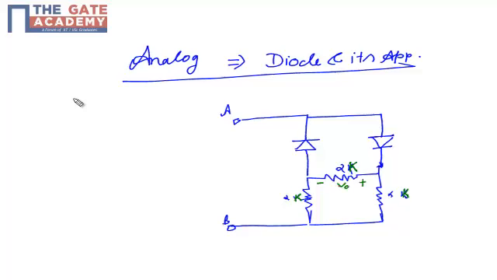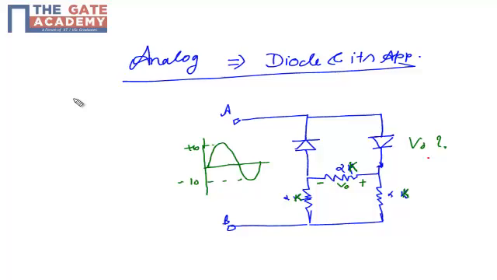In the input we have a sinusoidal signal with a peak to peak amplitude of 20 volts, from 10 to minus 10, and we need to find the value of V0. We will find the value of V0 for the positive and negative half cycles separately, and then finally we will draw the waveform of V0.